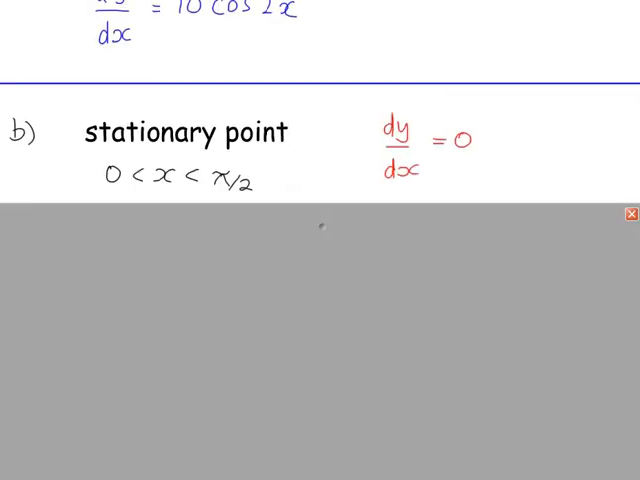Part B, we're told that there's a stationary point in this interval, and everything's in radians. So for stationary points, dy by dx, the gradient on the graph will be 0.